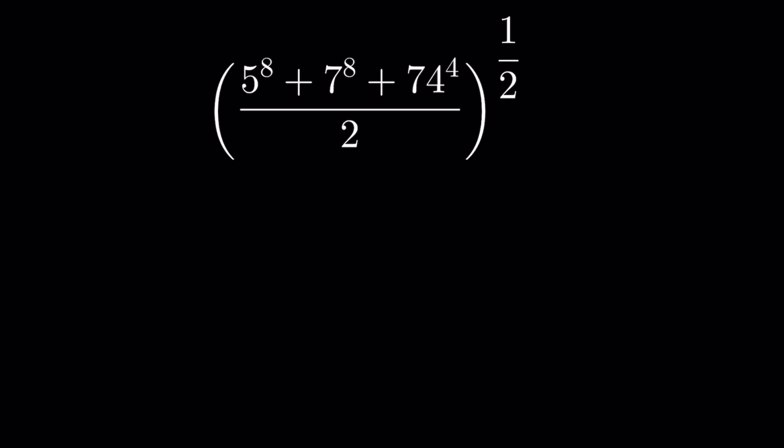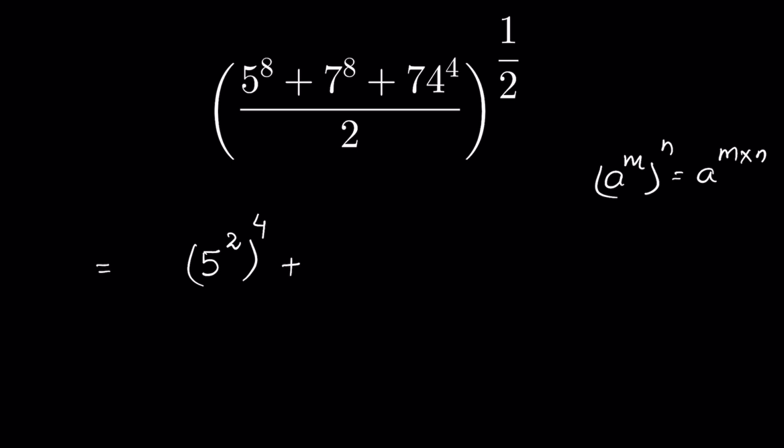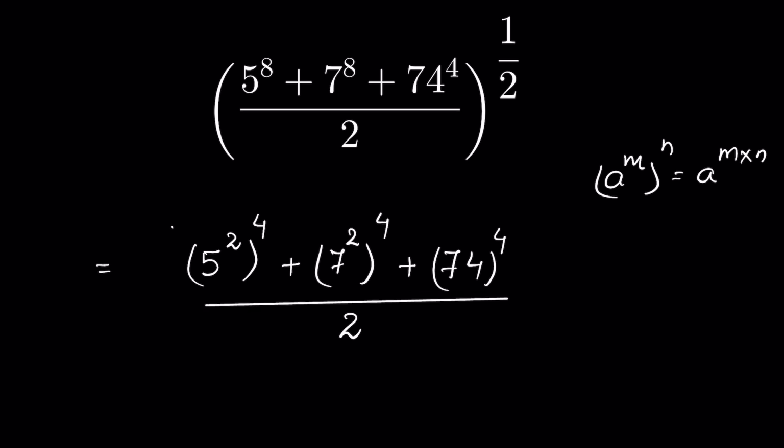Now 5 to the power 8, this we can write as 5 raised to the power 2, then whole raised to the power 4, because a raised to the power m whole raised to the power n is equal to a raised to the power m times n. So 2 times 4 will be 8. Same for 7 to the power 8, it is 7 to the power 2, then whole to the power 4, plus 74 to the power 4 upon 2, then whole raised to the power of 1 upon 2.